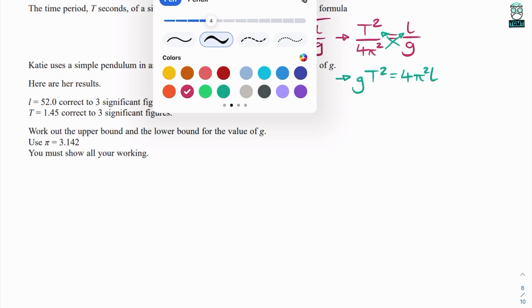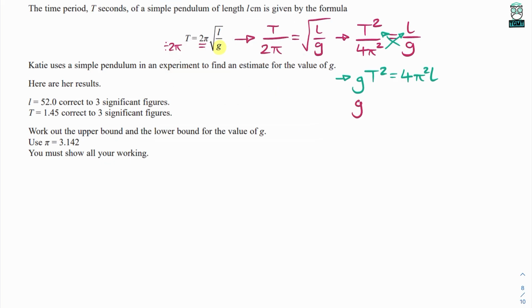And if we get rid of the t squared, we'd have G on its own. We do that by dividing by t squared. So divide both sides by t squared, and we would get 4 pi squared L all over t squared. Right, there is our formula, finally at a point where we can actually use the bounds, but we've had to rearrange that formula first. So that's the formula we're going to be using.